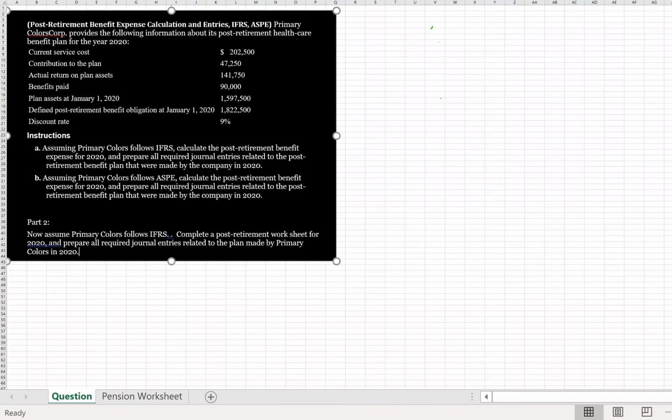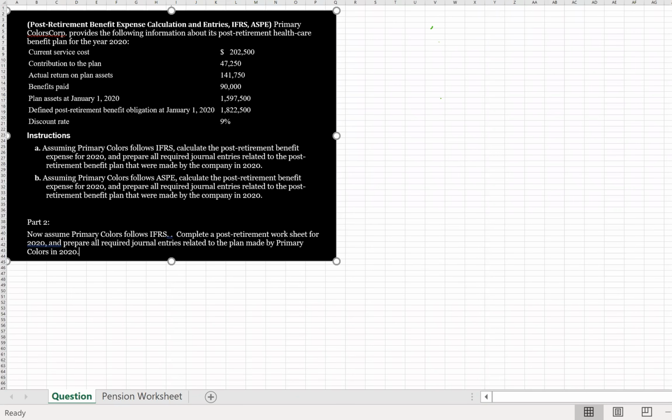Let's take a look at the accounting for one more defined benefit pension plan. Primary Colors Corporation provides the following information about its post-retirement healthcare benefit plan for the year 2020. We've given a current service cost, contribution, actual return on plan assets, benefits paid, the opening balance of plan assets, the opening balance of the defined benefit obligation, and the discount rate.